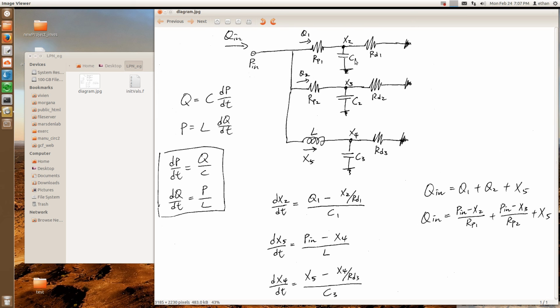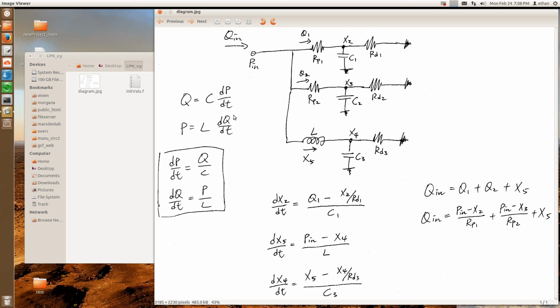And so in this case, all of the capacitor and inductor elements need to have an equation that describes them. The equations that describe a capacitor and inductor are right here. For a capacitor, the amount of flow going into the capacitor is dependent on the capacitance value and the change in pressure over time across the capacitor. And for the inductor, the pressure drop across the inductor is dependent on the inductance value and the change of the flow through the inductor.